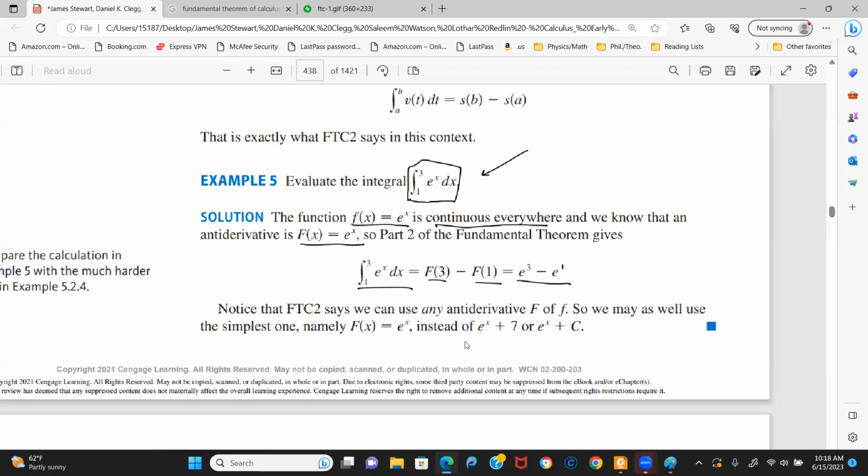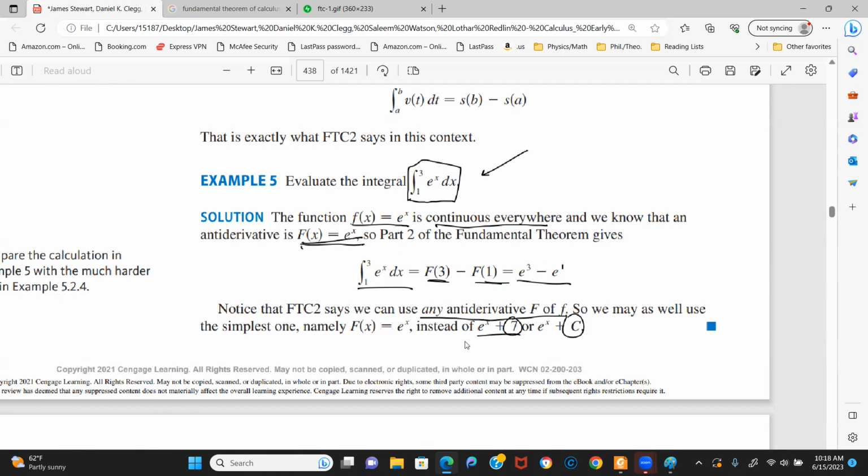Of course, the theorem says you can use any antiderivative of f. So you could take like e to the x plus 7 or e to the x plus c. But notice this constant and this constant are going to cancel out in the computation because you're taking a difference. So there's no point in using these antiderivatives. Just use the simplest antiderivative you can. And so you use this one.